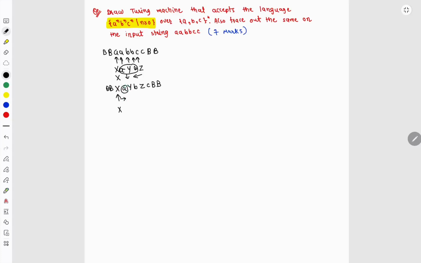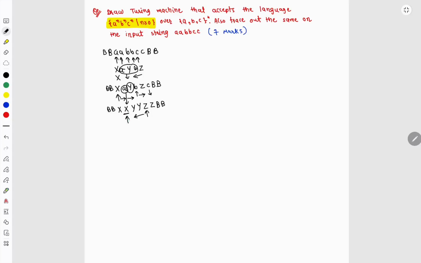Again the small a occurred, so we need to convert that small a into capital X and move towards the right. Again, until the matching b occurred, we need to keep the in-between letters as they are. So here capital Y occurred, so we need to keep capital Y as it is and convert that b into capital Y and move towards the right hand side. Again, matching c occurred. Till then, we need to keep capital Z as it is and convert that c into capital Z and move towards the left hand side. And we need to move towards the left hand side until we get X. Now, when we get X, our read-write head will be here.